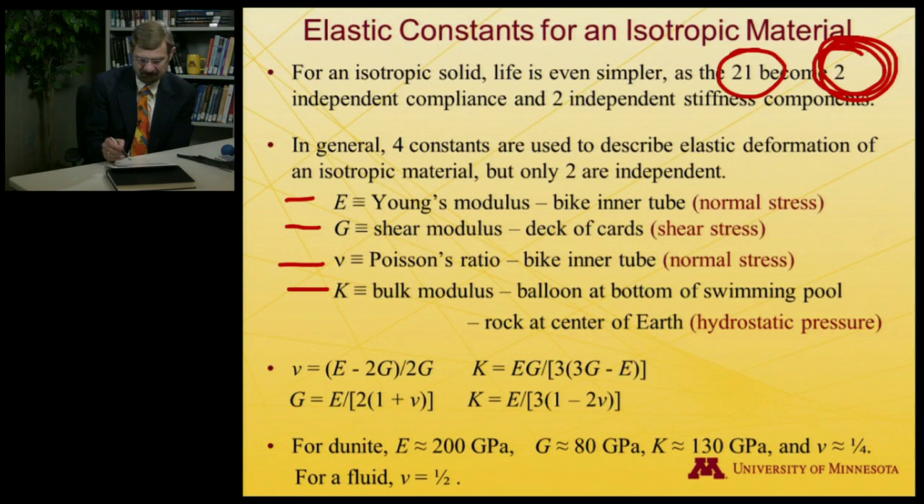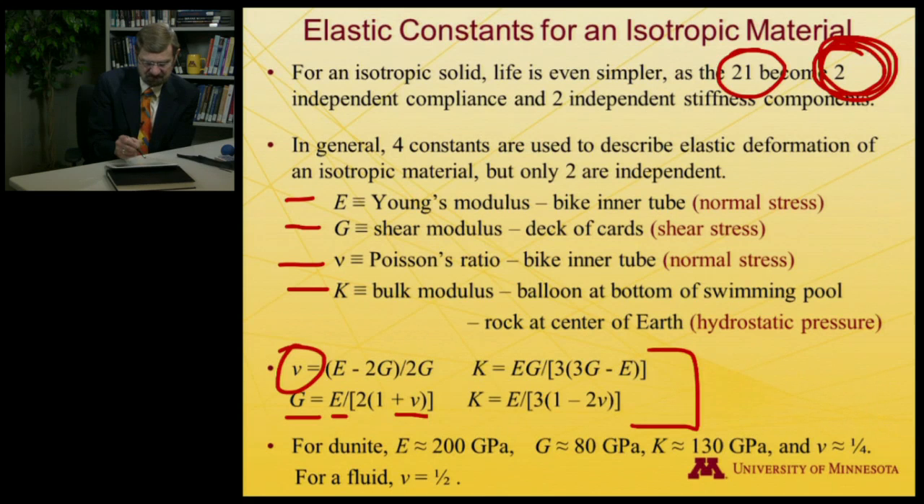And I've written down 4 examples down here. You can write, for example, the shear modulus in terms of Young's modulus and Poisson's ratio, or I can write Poisson's ratio in terms of Young's modulus and shear modulus, and so on. And the final modulus I need to worry about is what's called the bulk modulus.